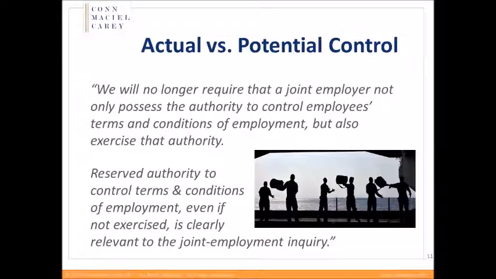But aside from that, you really need to go into the weeds of the actual decision, and I've cut and pasted the few key quotes from the decision that you really need to be aware of. What the board said, as you can see here, is we will no longer require that a joint employer not only possess the authority to control employees' terms and conditions of employment, but also exercise that authority. That's kind of a confusing sentence, but if you read it over a couple times, you can understand what it means. It goes on to say, reserved authority to control terms and conditions of employment, even if not exercised, is clearly relevant to the joint employment inquiry.